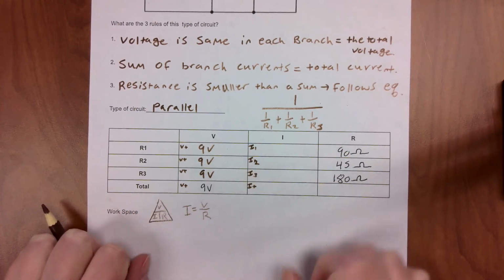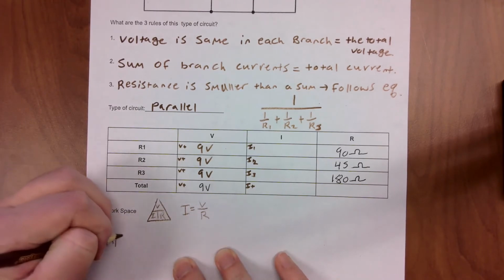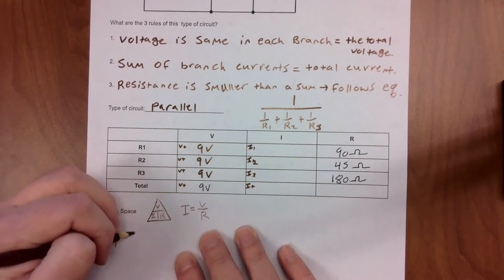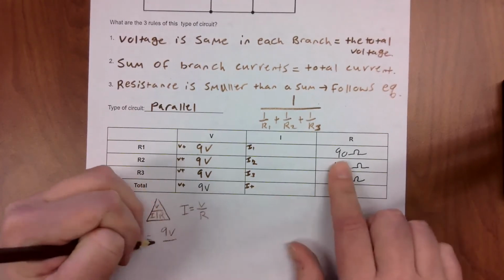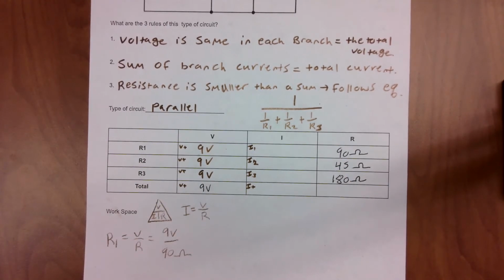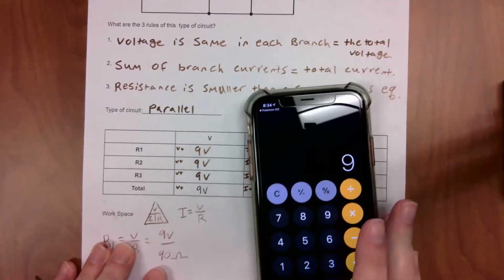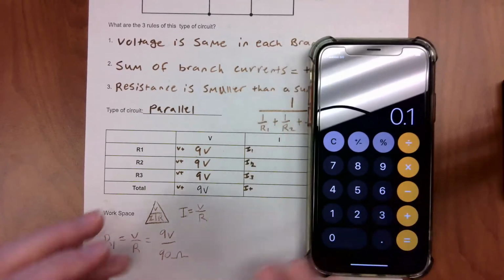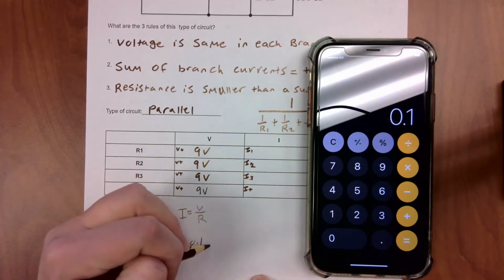So we have both V and R. For R1, our first resistor, we're looking for I, and V over R is 9 volts over 90 ohms. So if I take out my phone and do my calculations on my calculator, 9 divided by 90 comes out to 0.1. That's our first current.